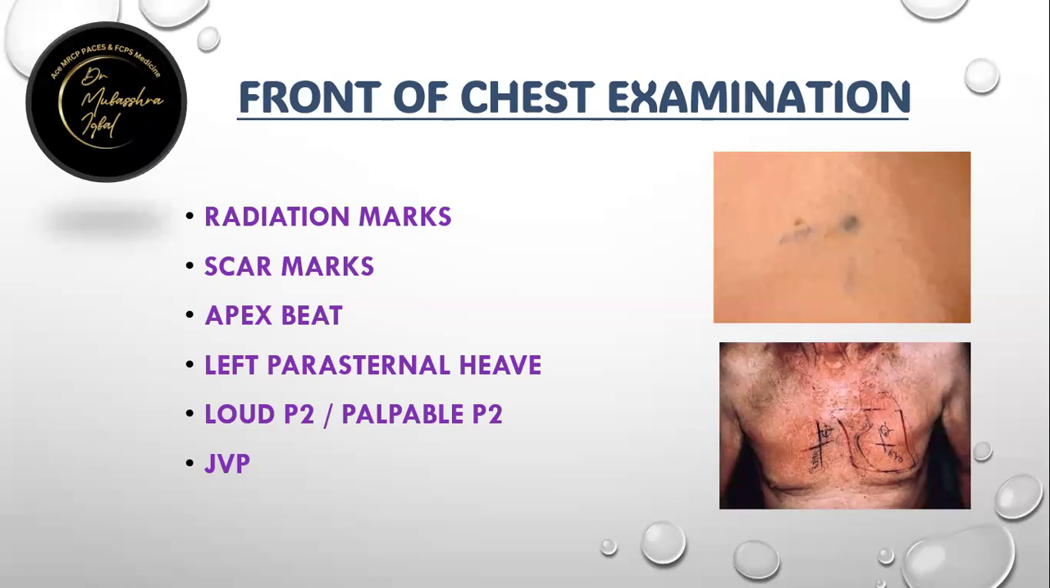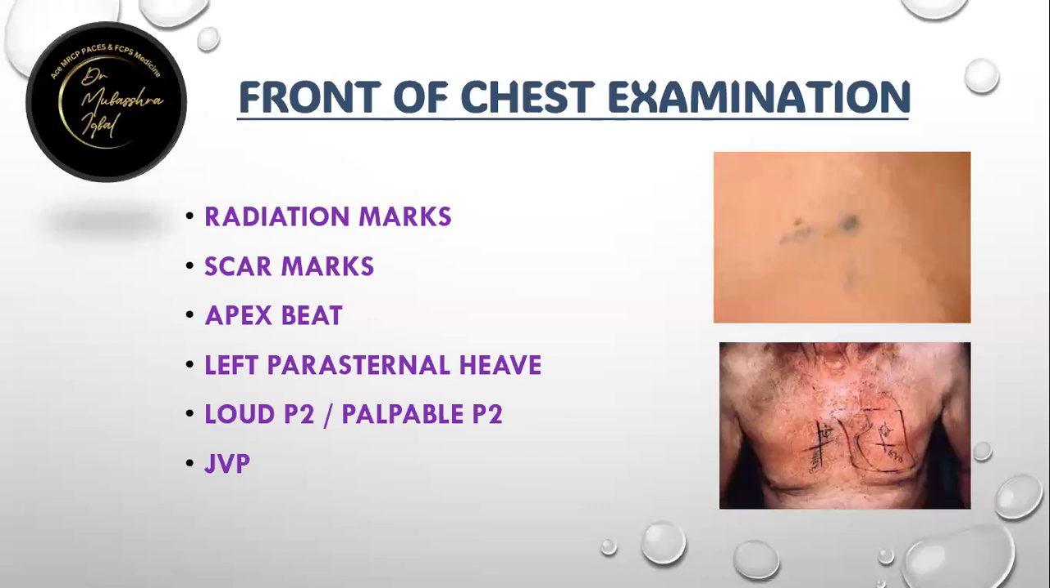Once you complete all the steps in the back of the chest, move towards the next step of your examination, that is the front of chest. Front of chest will give you multiple clues in the form of radiation marks. For example, if it is a case of bronchogenic carcinoma and he has undergone chemotherapy or radiotherapy, then you should look for these radiation marks. Also look for scar marks, for example parathyroidectomy scar, thymectomy scar or thyroidectomy scar.